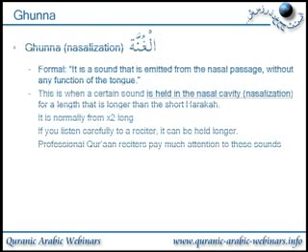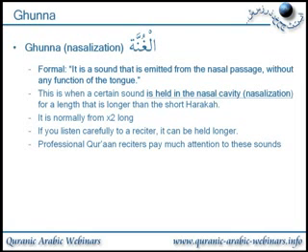Ghunna. So Ghunna is in English nasalization. So here we have it written in Arabic, Ghunna, and the formal definition: it is a sound that is emitted from the nasal passage without any function of the tongue. This is when a certain sound is held in the nasal cavity. That's why it's called nasalization.